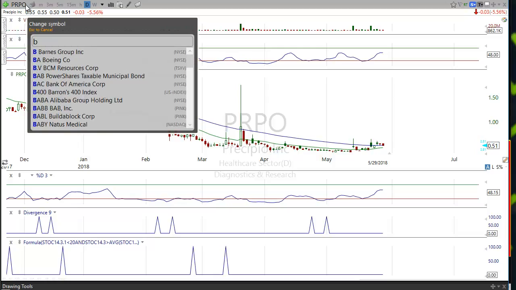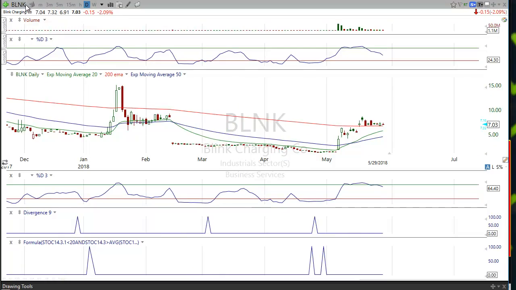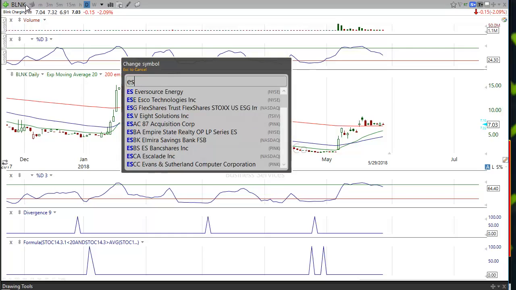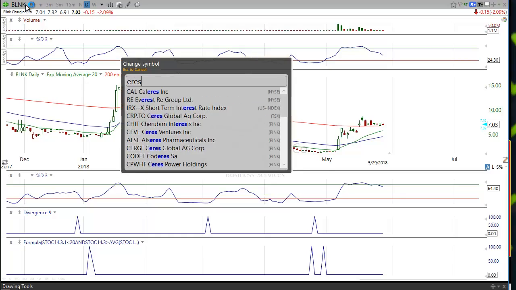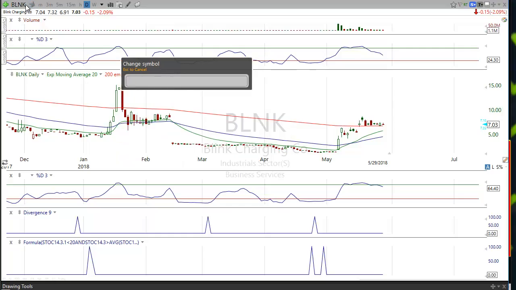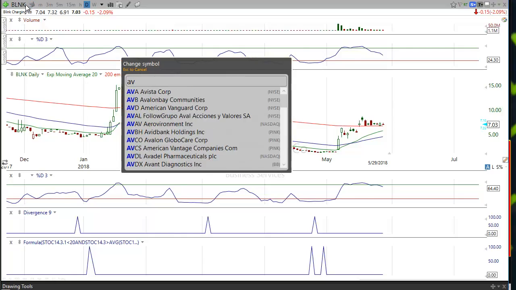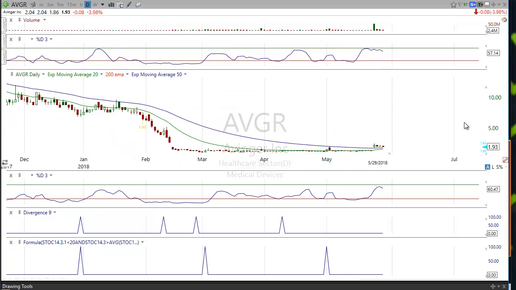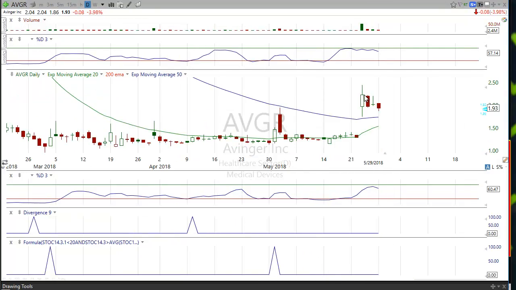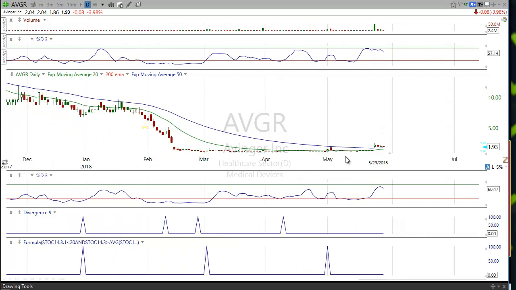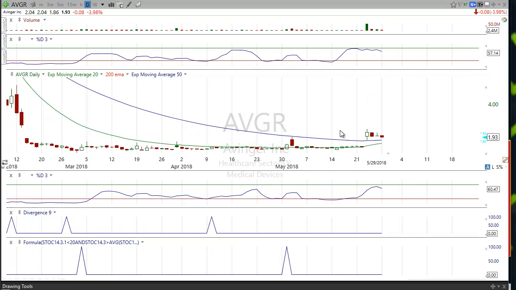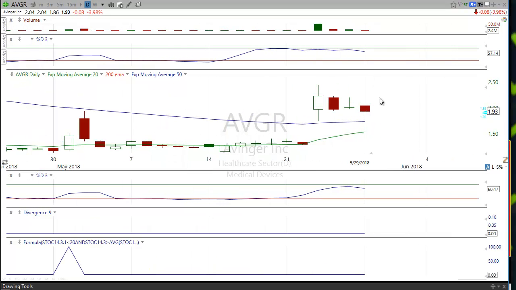BLNK here, Blink, still holding up there. We got that big bounce on that. There was some other ones, E something, whatever the other one was. ERES. No. And then AVGR. This is an interesting one I'm watching too, right at the $2 level. It is kind of drifting back down. But there was some news out there that kind of popped it. It seemed pretty interesting, the news, but not doing much right now. Need some follow-up news to get this thing going.